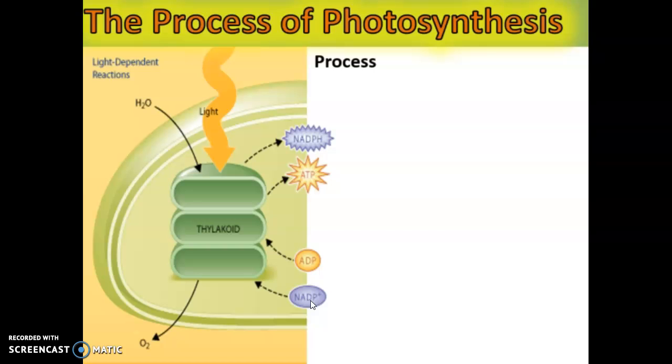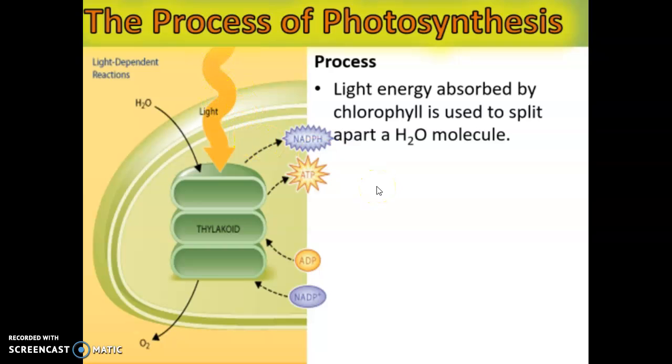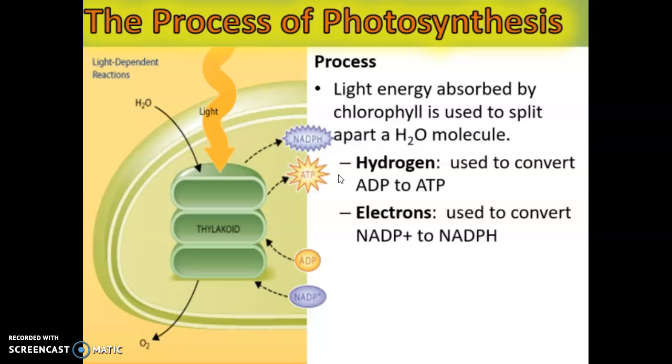So let's talk a little bit about the process. As light energy is being absorbed by the chlorophyll, that energy is used to blast apart a water molecule. So in addition to light going into the light reaction, we also see water going into the light reaction. And that water gets blasted apart. The hydrogens, remember, water's an H2O molecule, so the hydrogens are used to help make that ATP. The electrons from that water molecule are used to help create NADPH.